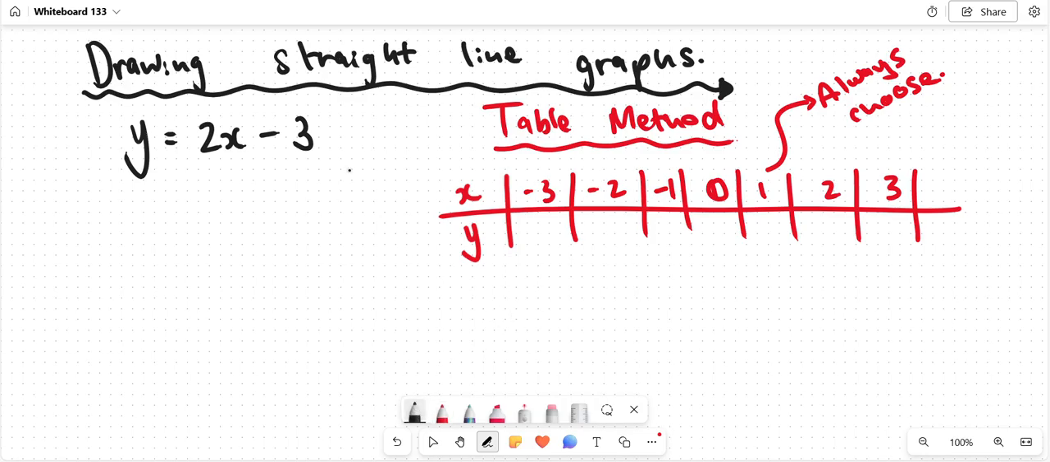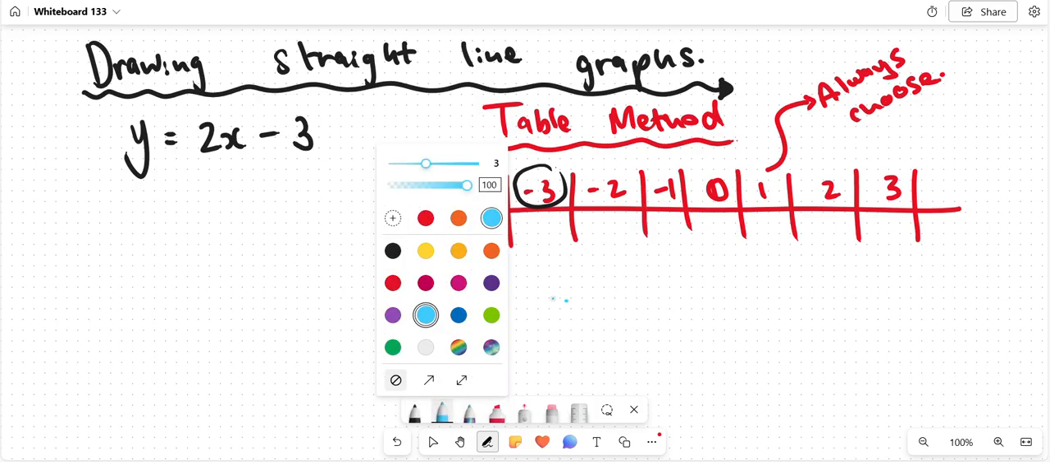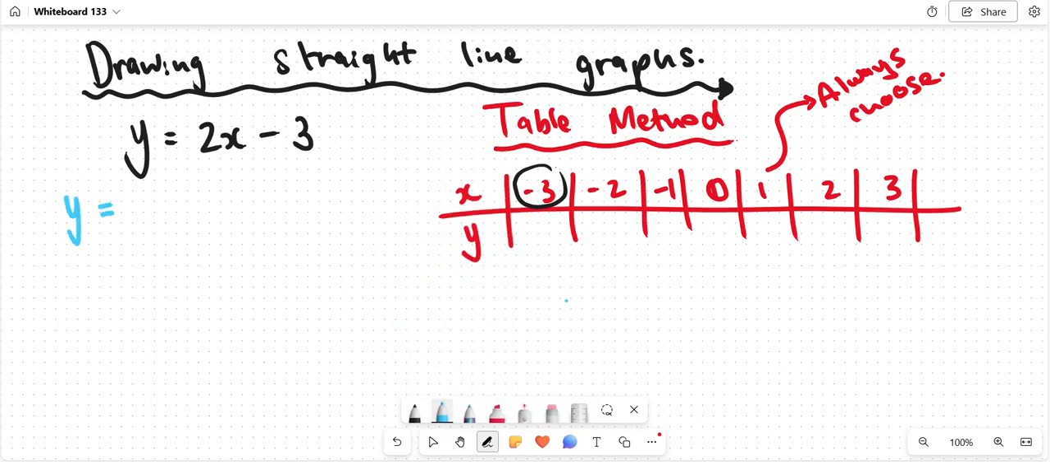The way we do that is we use our equation, we substitute these values for the x, and then we solve for the corresponding y value. So let's do the first one. If I wanted to calculate the first y value, let me use a different color. It will be y is equal to 2 times -3 minus 3, and so what is this y value? That is -6 minus 3, which is -9. So this corresponding y value is -9.